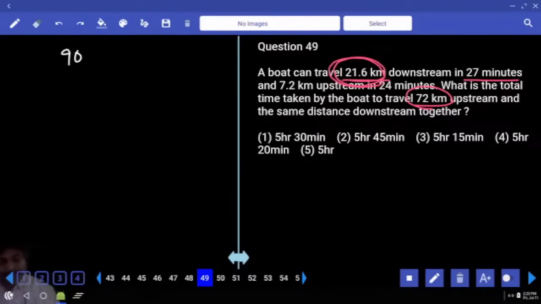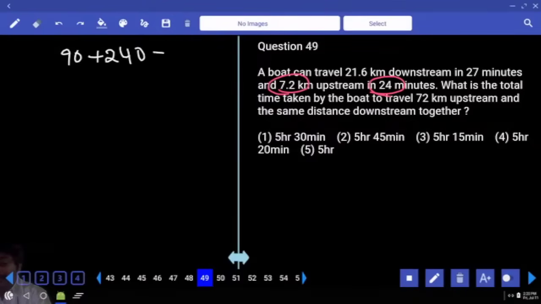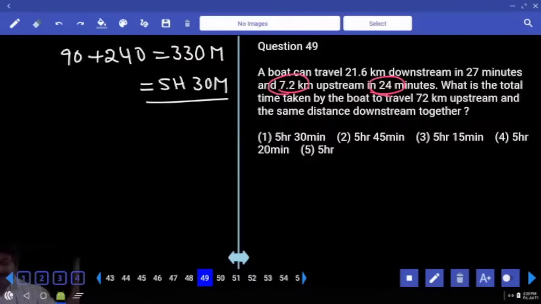Now downstream. How many kilometers are covered in downstream, and in how much time? We need 72 kilometers, right? Multiply it with 10. Then to cover 72 kilometers, how much time does it take? 240. So the total value is 330. All are in minutes, right? If you convert into hours, 5 hours is 300 minutes and 30 more minutes. First option is the answer.